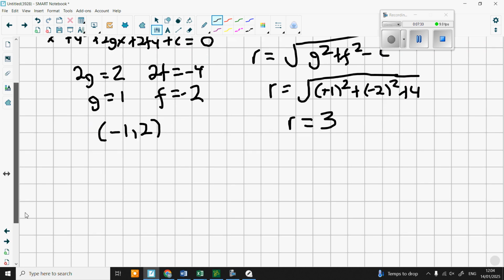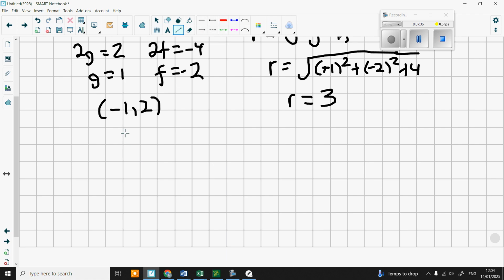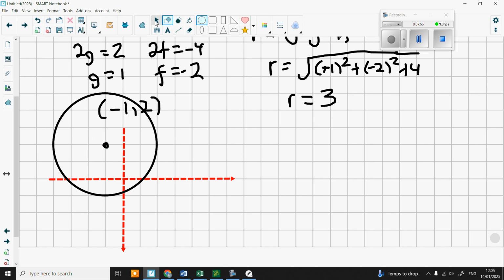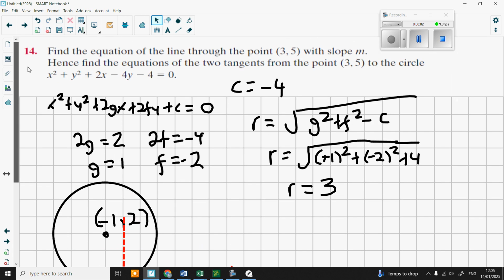Okay. So what we have on our hands is a circle that has minus 1 and 2 as its location. Okay. And it has a radius of 3. So let's go 3 across. That's my circle all day long. Okay. There we are. Radius of 3. Cool with that?